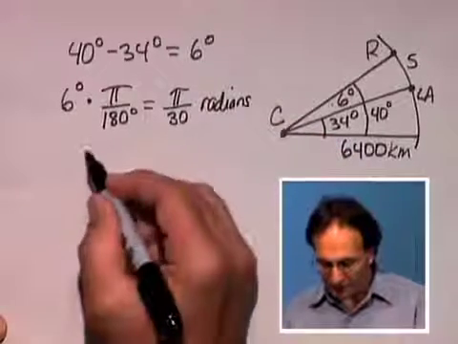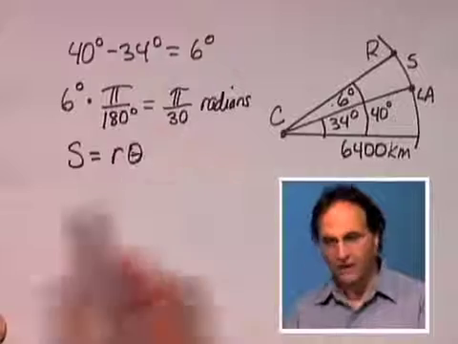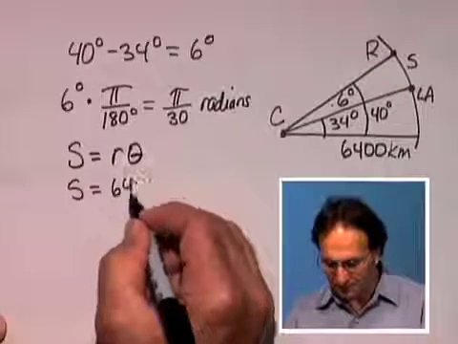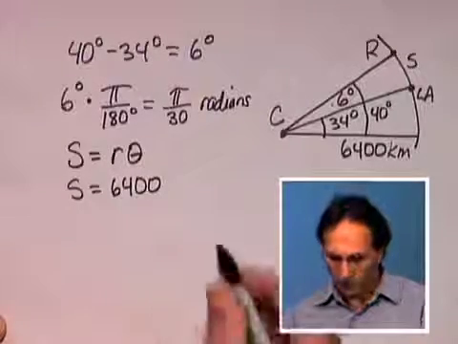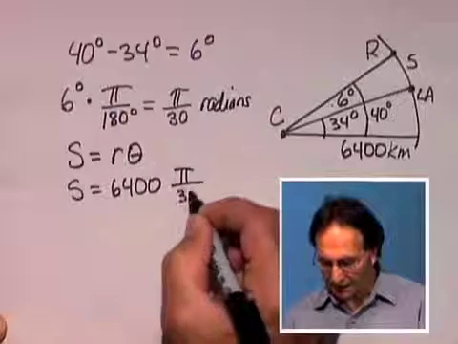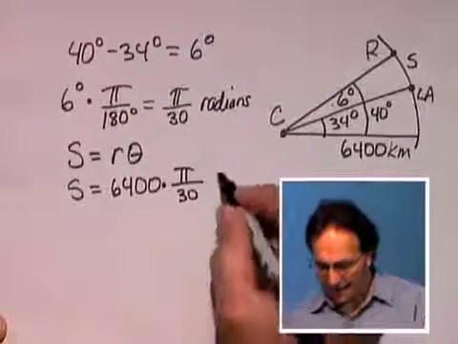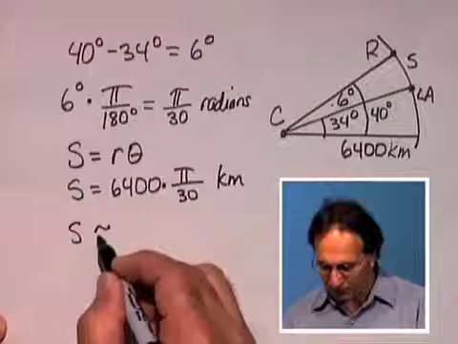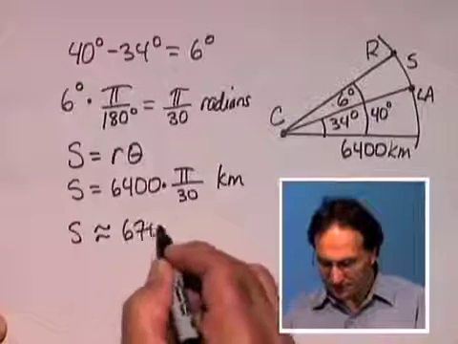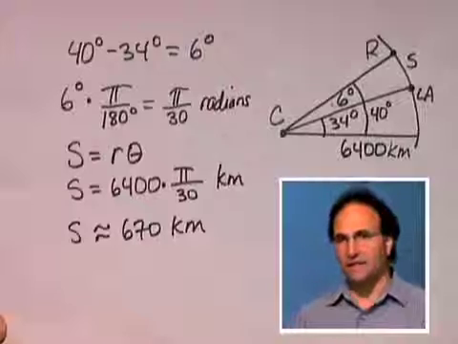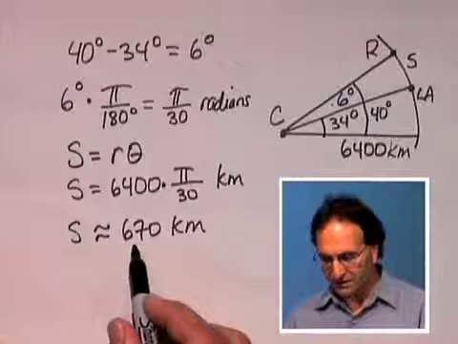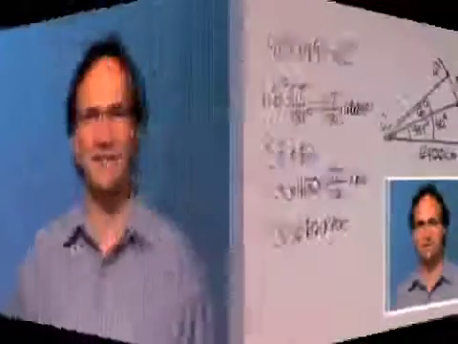Now we use the formula that tells us S is equal to R times theta. R in this case is the 6,400 kilometers, which will multiply times pi over 30 radians, and our answer will be in kilometers. So S is approximately equal to 670 kilometers. So the distance from Los Angeles to Reno is approximately 670 kilometers.